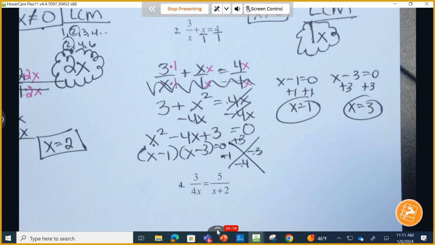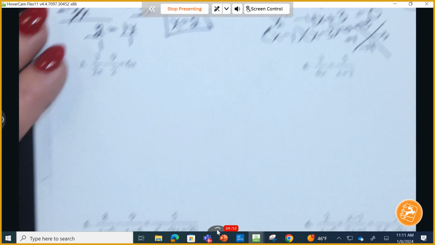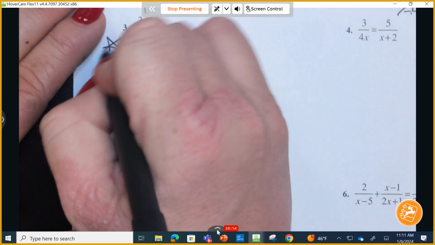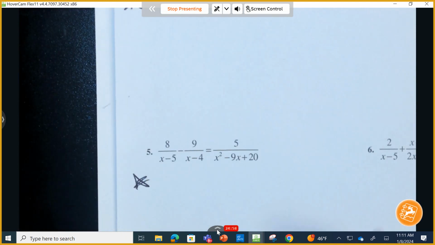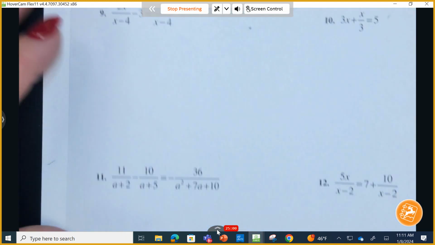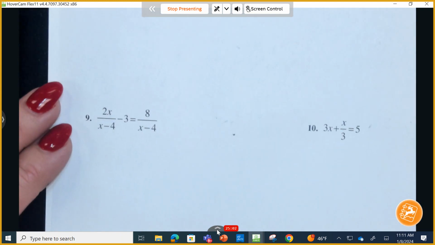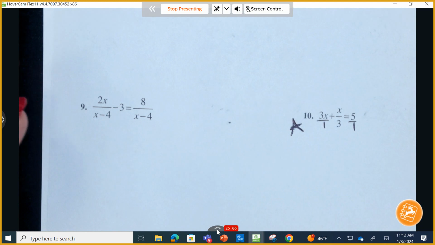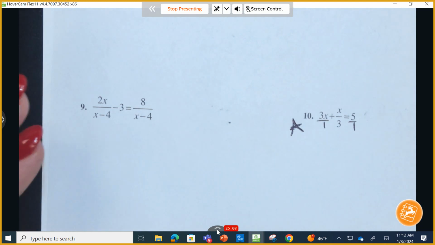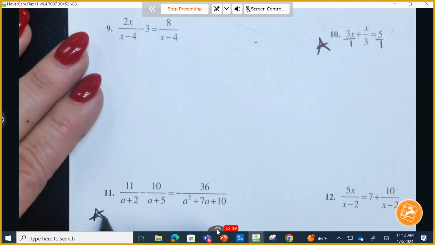What I want you to do for homework right now, this is the required work, is put a star next to number 3, put a star next to number 5, now flip it over, put a star next to number 10, and also write a 1 underneath the 3x and the 5 so you're not confused, and put a star next to number 11.